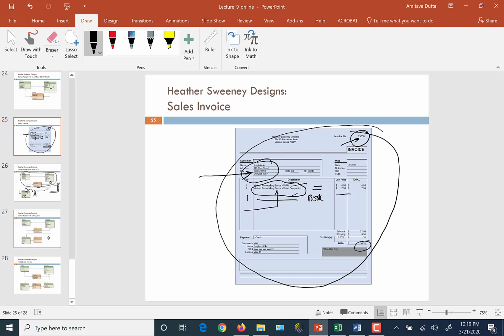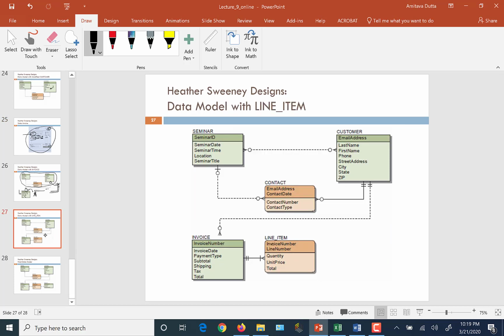So the first thing that we are doing is creating an entity called a line item. But do you notice that it's set up as a weak entity?